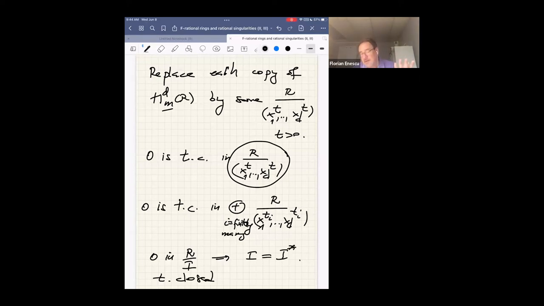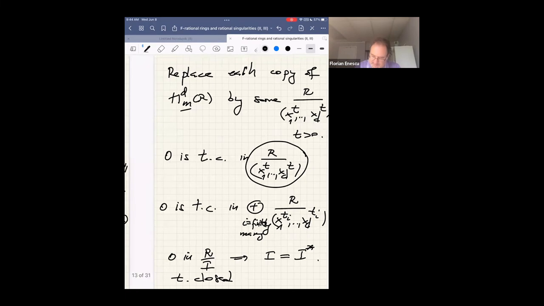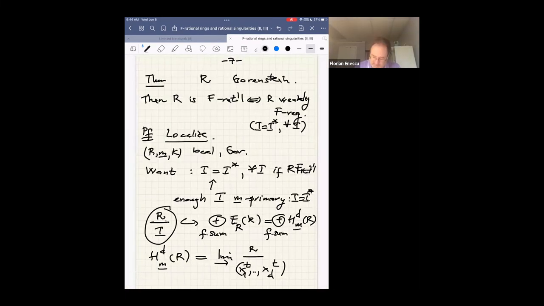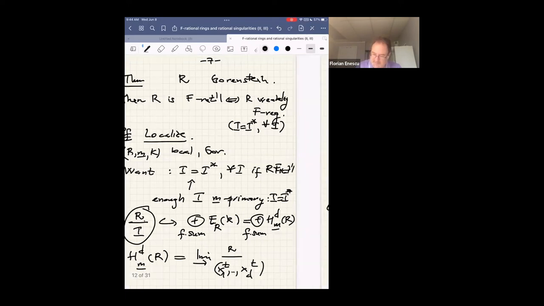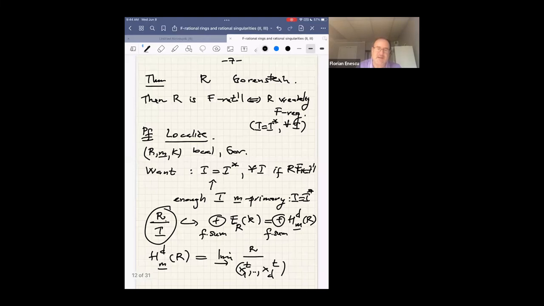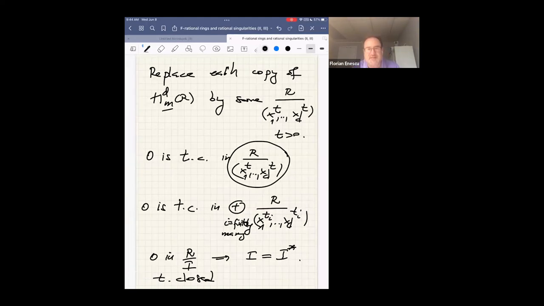Okay. So you can look at this proof and realize that this is one of the reasons you can ask, why do we need tight closure for modules? And this proof is an example. Because if you look at what we did, we actually used module theory, right? We took the question about whether I equals I star for an M-primary ideal, and we converted it from ideals to R mod I as a module. And we embedded that in a direct sum of copies of the injective hull, using the fact that the injective hull is the same as the local cohomology, we replaced each copy of the injective hull by one copy of this form, R mod (x1 to the power T, ..., xd to the power T).